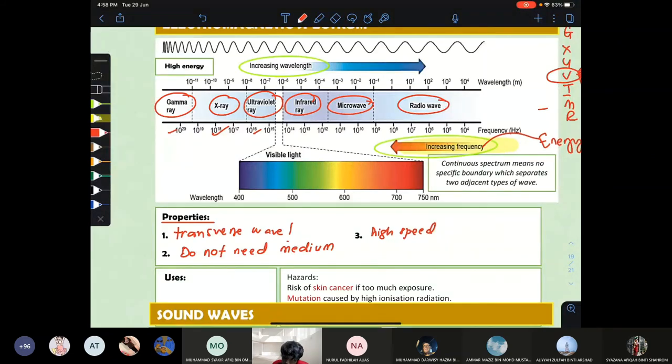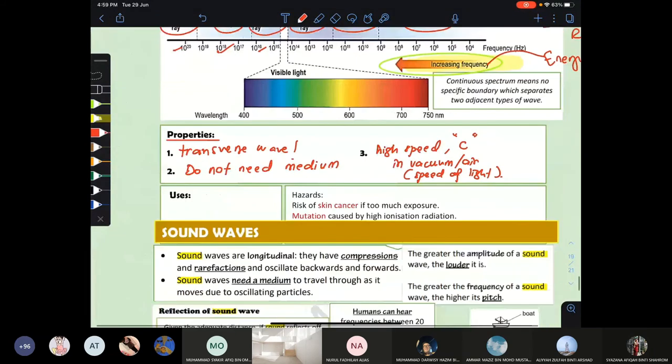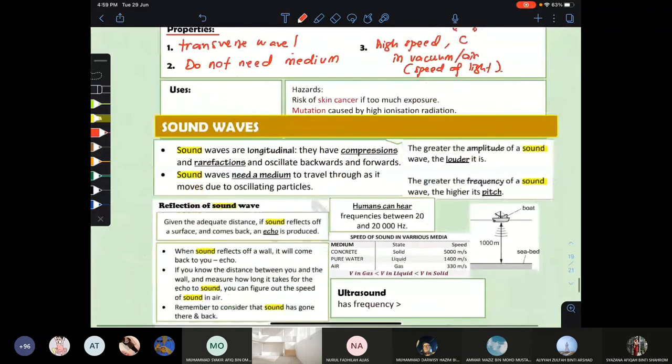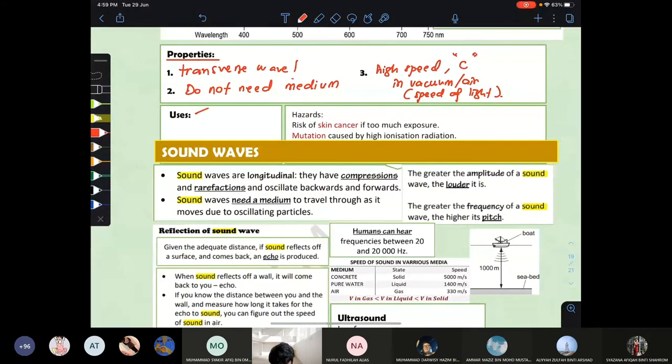Yes, if they are in vacuum or in air, they all have the speed of light, which is C. C is the symbol for the physical quantity of the speed of light. And finally, the uses. Cari lah banyak, tapi soalan-soalan IGCSE banyak tanya tentang uses of electromagnetic waves.